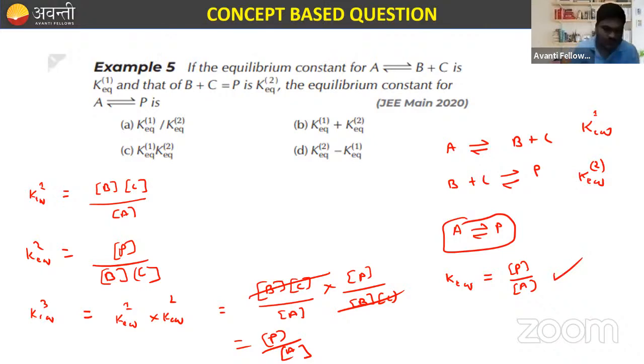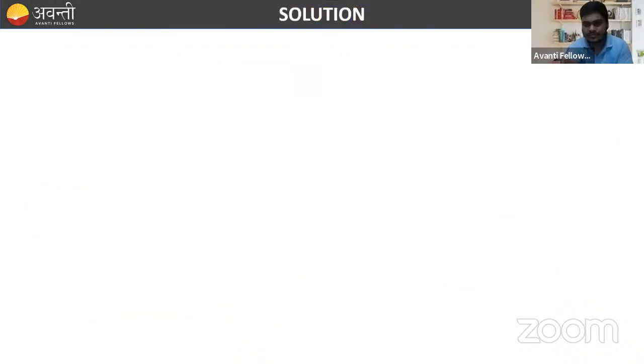So just multiply these. What is the correct option for this? That is option number C. So this is the correct answer for this question. I hope this is clear to you.